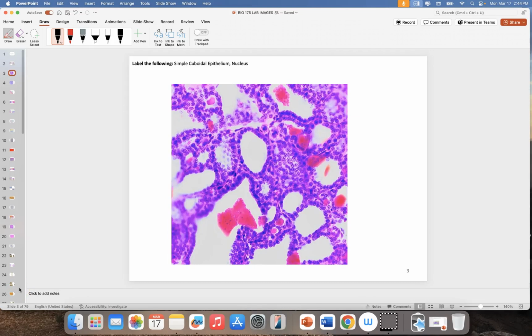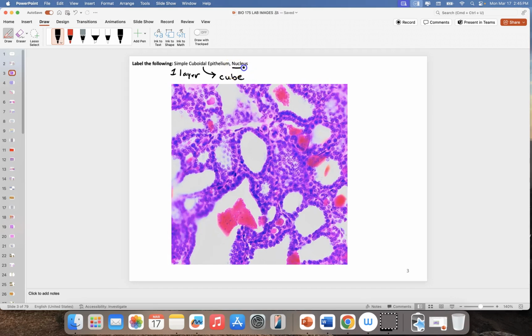What we're looking at here is simple cuboidal epithelium underneath the microscope. We know that simple means one layer, and now we're getting another clue about the shape, cuboidal. That means the shape is going to look like a cube or a square. And again, since it's epithelial tissue, we'll see lots and lots of cells.